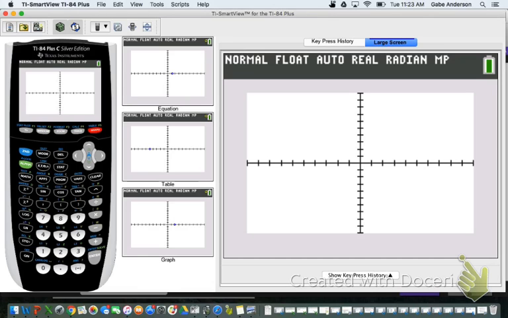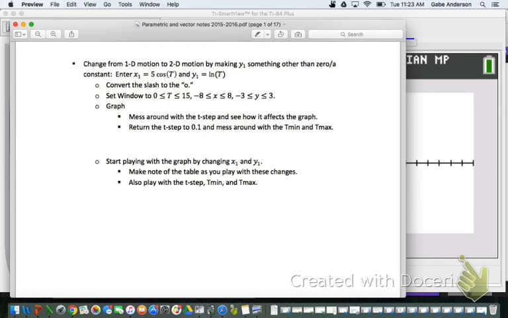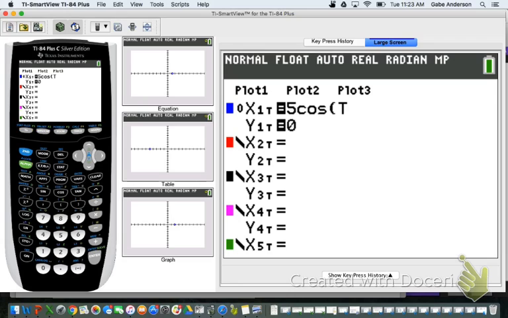That make sense? So let me check my notes here and make sure that I'm not skipping over something I didn't want to skip over. So we did that. Okay, yeah. So now we're going to change from one-dimensional motion to two-dimensional motion. So please go back to the y equals and notice that it says x1 equals 5 cosine t. That's exactly the same as what we just did. But now instead of y1 being 0, we're going to make y1 natural log of t. So I will try that as well. So natural log of t.